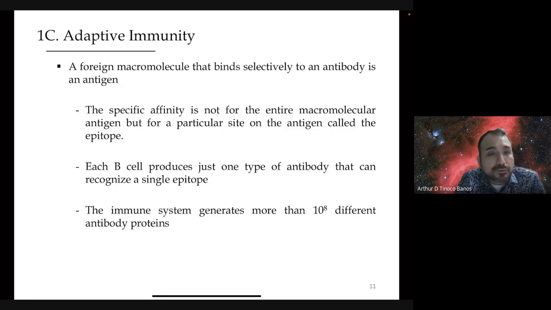A foreign macromolecule that binds selectively to an antibody is called an antigen. The specific affinity is not necessarily for the entire macromolecular antigen, but for a particular site on the antigen called the epitope. Each B cell produces just one type of antibody that can recognize a single epitope. And it turns out that the immune system generates more than 10 to the 8 different antibody proteins.